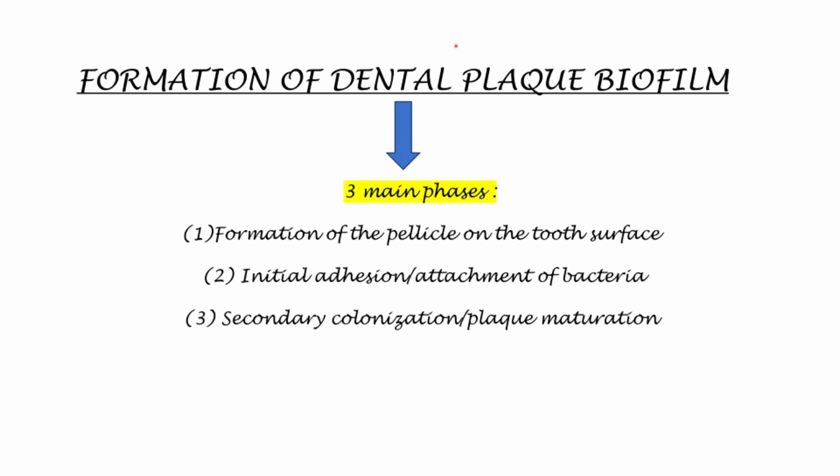Let's get into the formation of dental plaque biofilm. There are three main phases. First, formation of pellicle on the tooth surface. Second, initial addition or attachment of bacteria. Third, secondary colonization or plaque maturation. Let's see each one in detail.